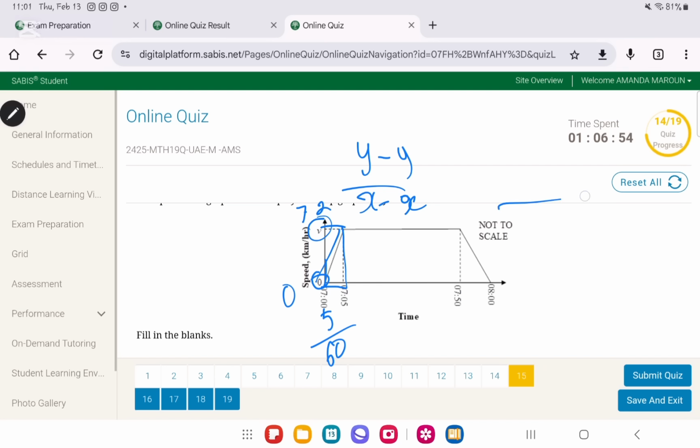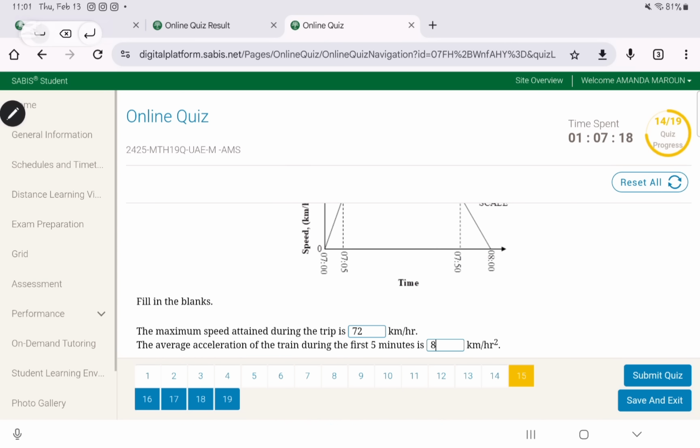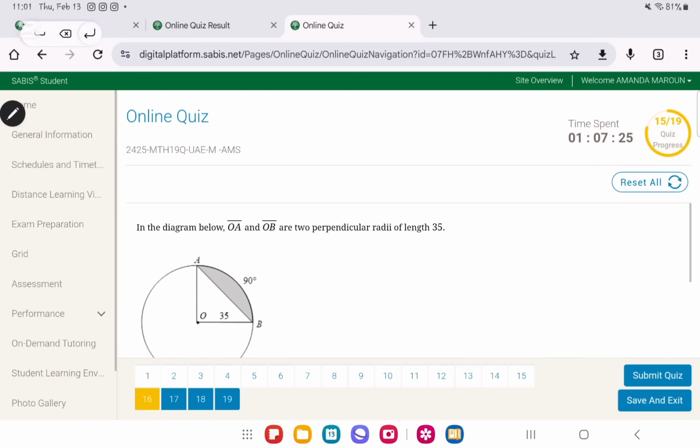So then it's going to be 72 minus 0 over 5 over 60 minus 0. So it's just going to leave you as 72 over 5 over 60. If you put it on your calculator, 72 over 5 over 60, you will get an answer of 864. So very simply, the answer over here is 864, not 5. That was a typo. We move on to question number 16.